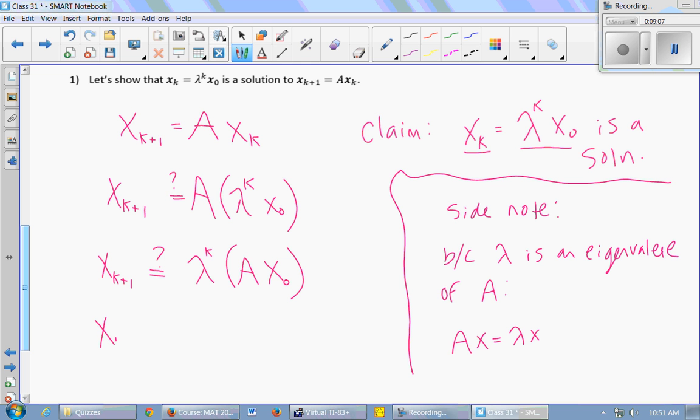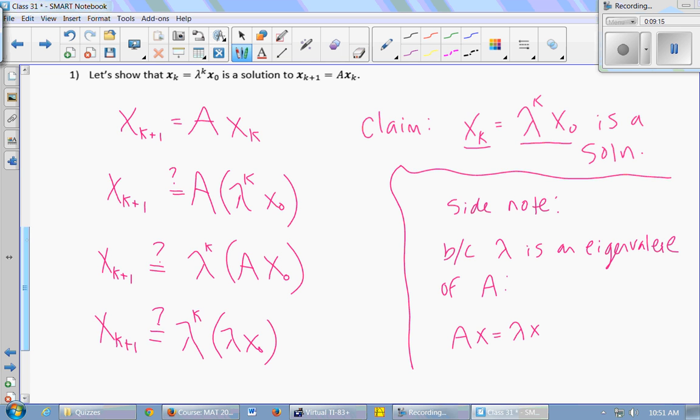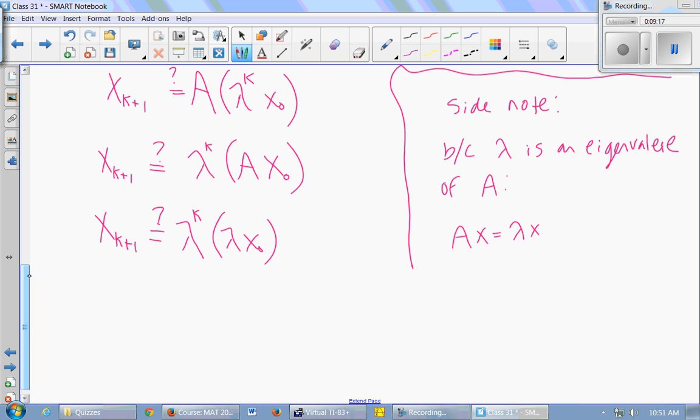So I've got x sub k plus 1. Does that equal lambda to the k times lambda x naught? And then what is lambda to the k times lambda? Lambda to the k plus 1 x naught.